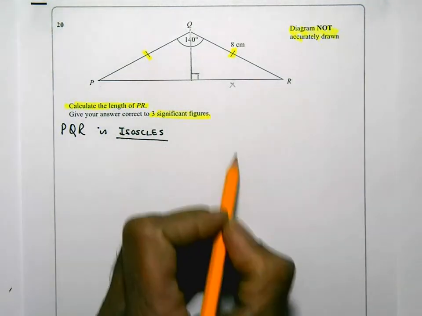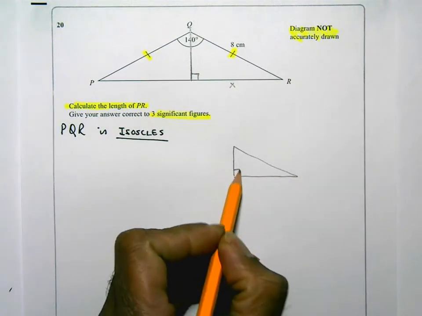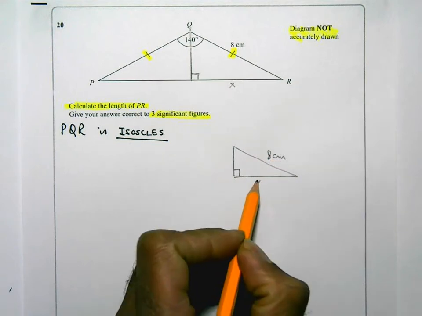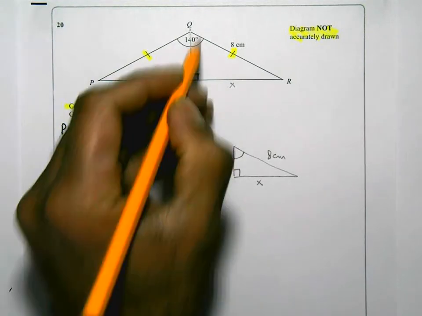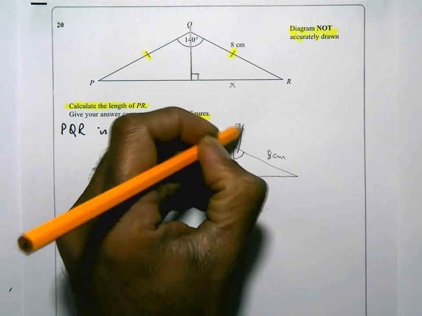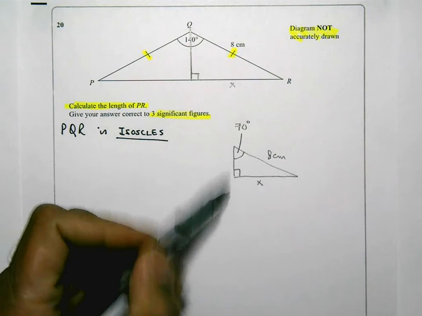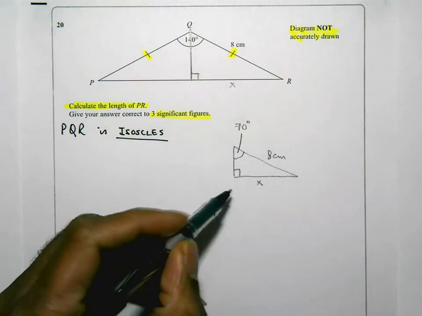So here's that triangle there. That's a right angle, 90 degrees. That's 8 centimeters. I put X over there. And this angle at the top here, the full angle is 140 degrees. But this angle here is going to be half of that, which is 70 degrees. So, what technique do I need to use for this? This is a shape in which I have a right angle triangle, a side, an angle, and I want to work out another side. So I need to use trigonometry for this.